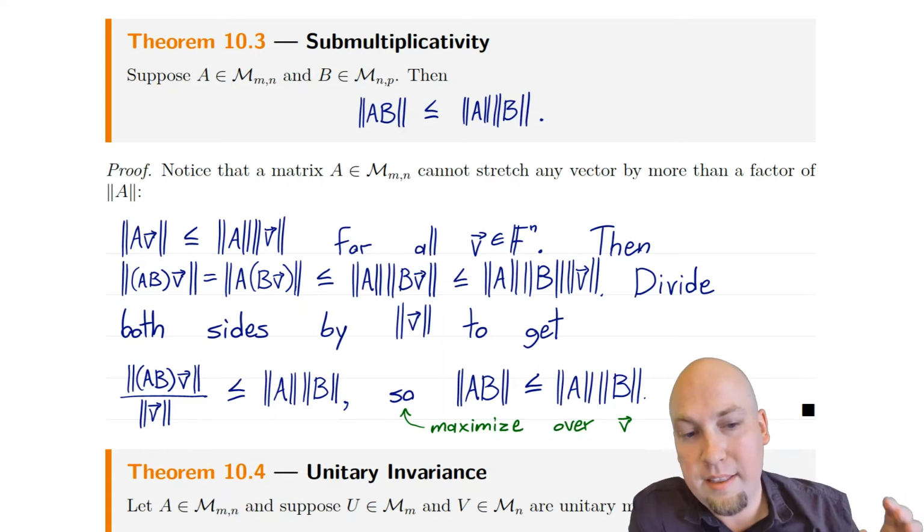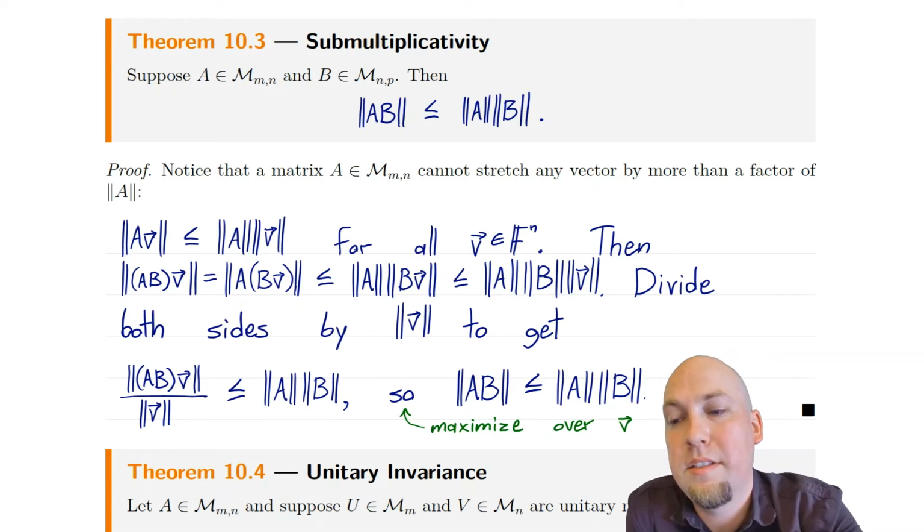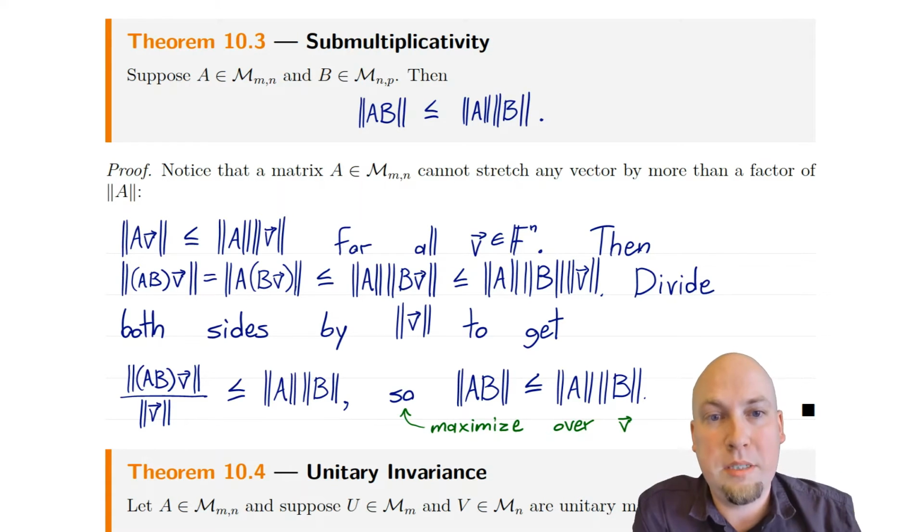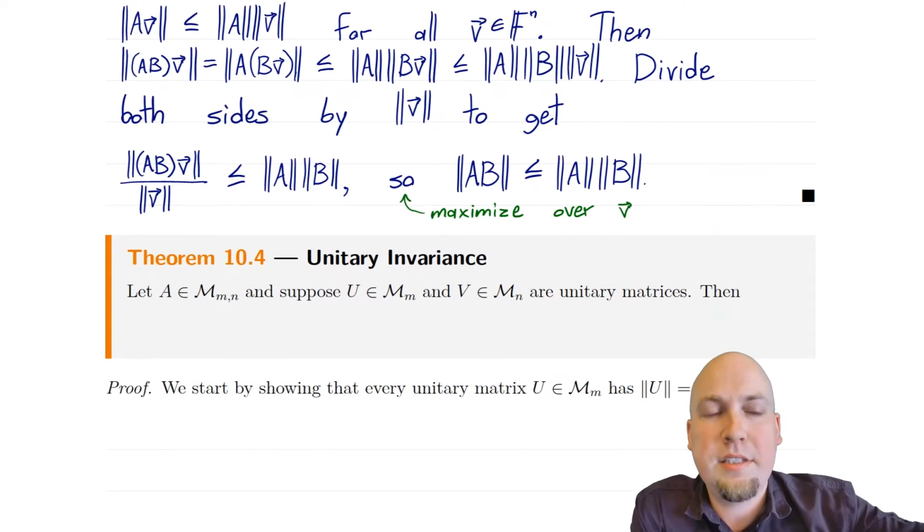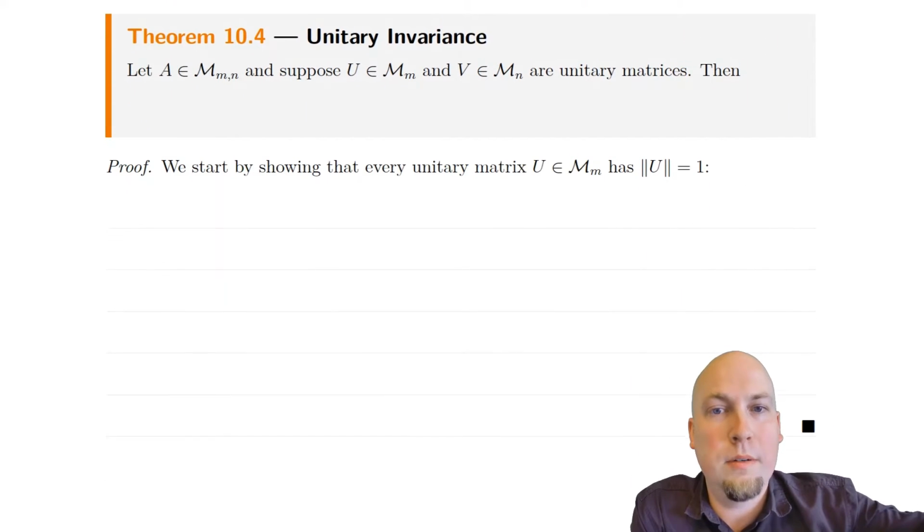Okay, and then I'm done. That's all there is to it. So the operator norm, we say that's submultiplicative. The norm of a product is less than or equal to the product of the original norms.